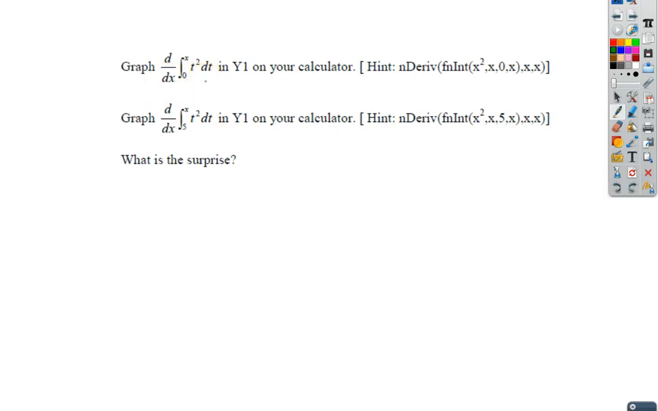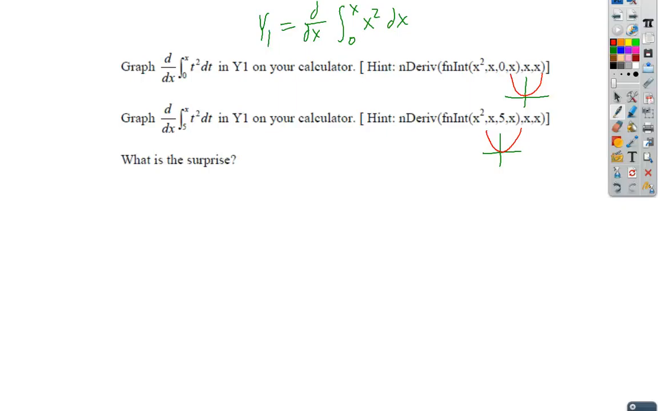So when you graph this on your calculator, you're going to go y1 is equal to d dx, and put that in there, integral from 0 to x of x squared dx. And see what you get. And do it for the second one, and we'll find out what the surprise is. Surprise! It's the same graph.